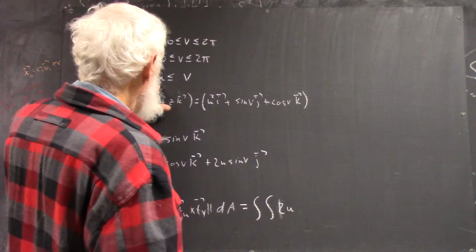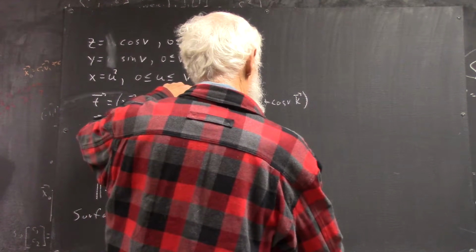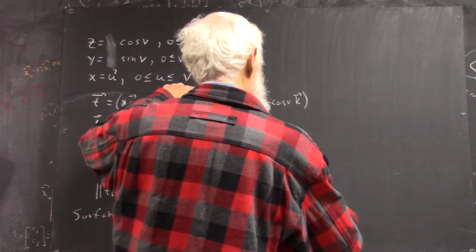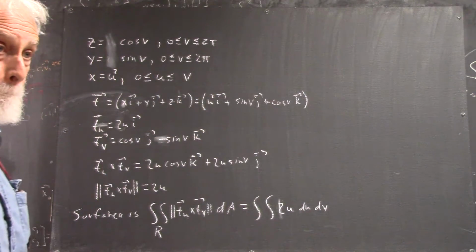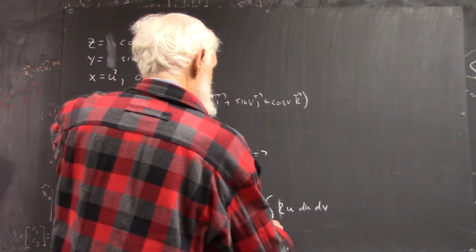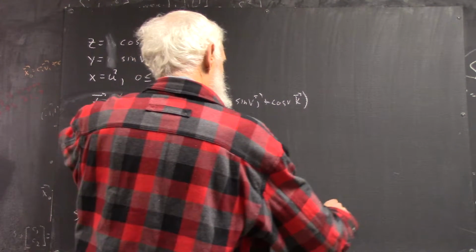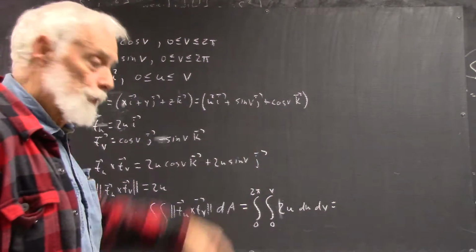and let's say u is in terms of v, right? So we have to integrate with respect to u and then with respect to v, right? And u goes from 0 to v, and v goes from 0 to 2 pi, and that's an almost trivial integral.